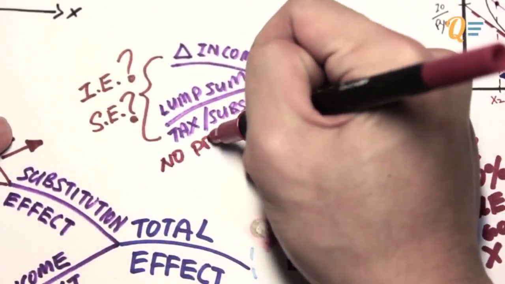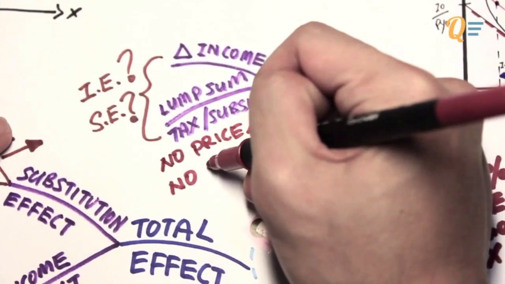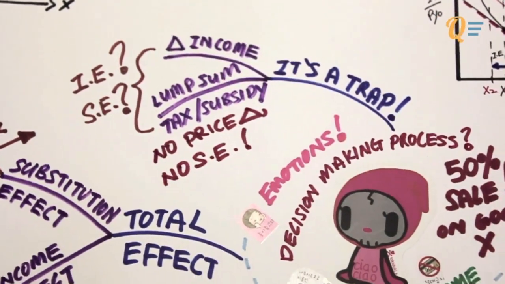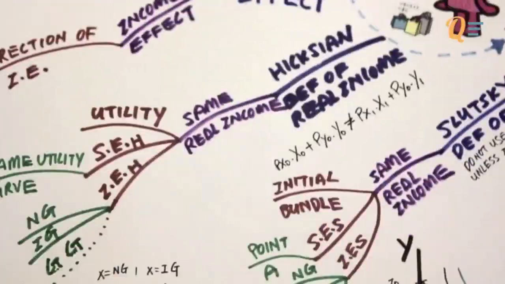So the moral of the story is quite simple. If there's no change in price, then you have no substitution effect. It is only the income effect that makes up the entire total effect.